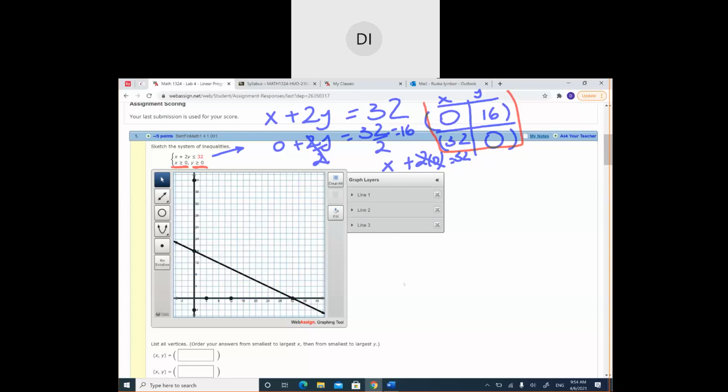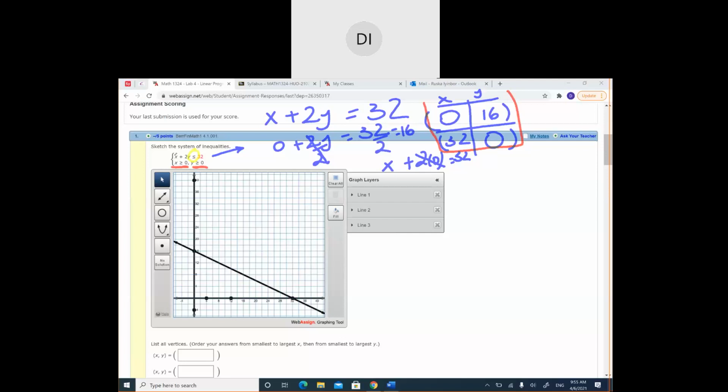And after you graph those equations, we have to shade it, because we're technically solving inequalities, not equalities. See, here we have less or equal, this sign here. So you have x plus 2y is less or equal to 32. So what that means is you're going to shade, and you're shading above the straight line or below the straight line, depending on the sign.